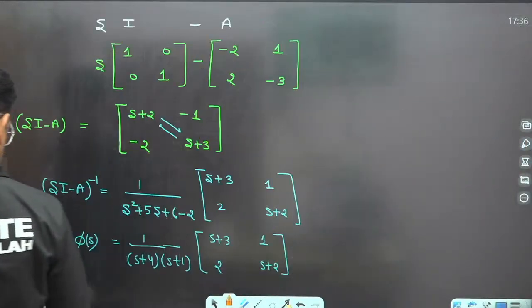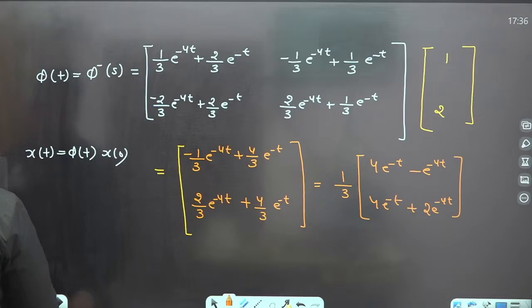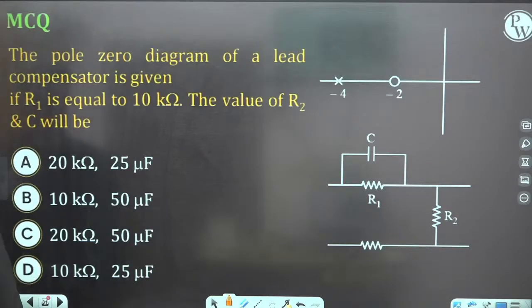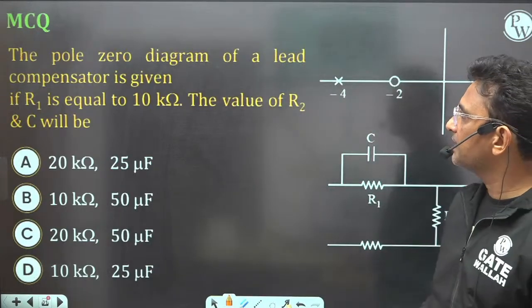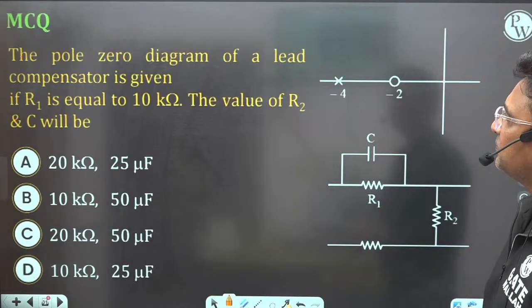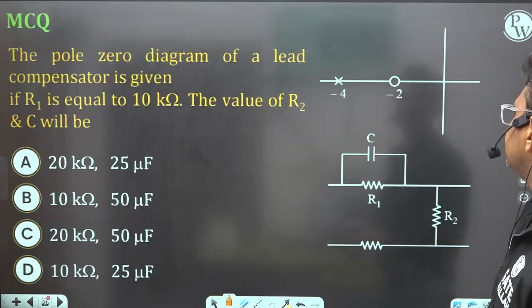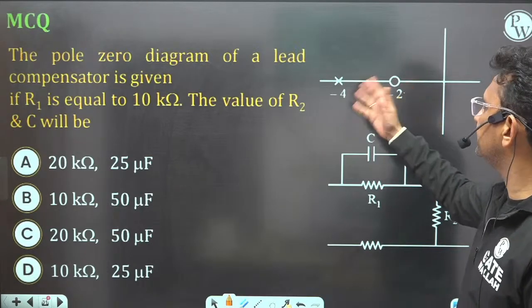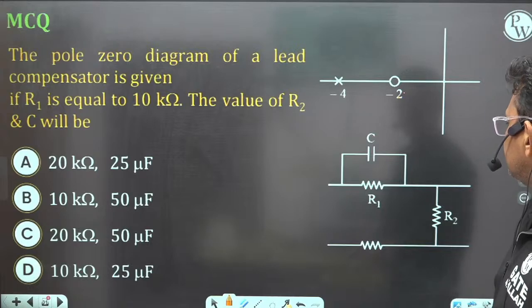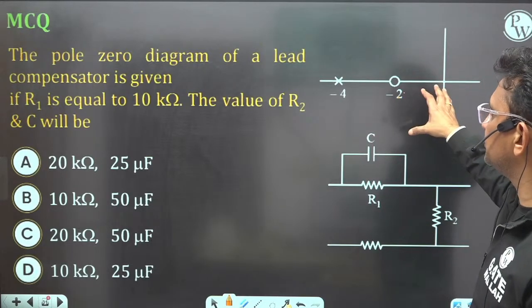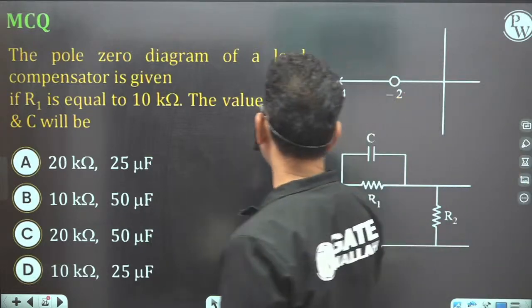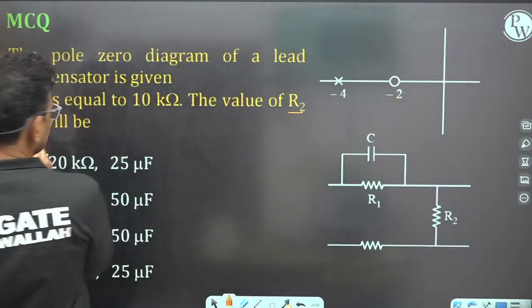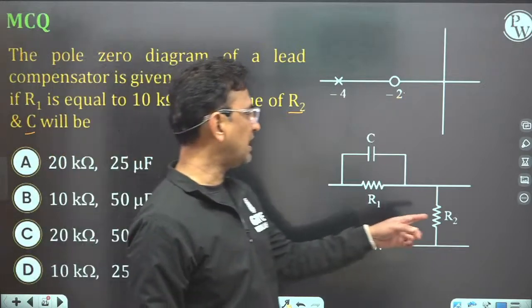And now finally we have come to the last question of this lecture. It is from compensator. The pole zero diagram of a lead compensator is given. It has one pole and one zero. R1 is equivalent to, this is the pole zero diagram of this compensator. If R1 is 10 kilo ohm, then what is the value of R2 and C? You have to find the value of R2 and C.